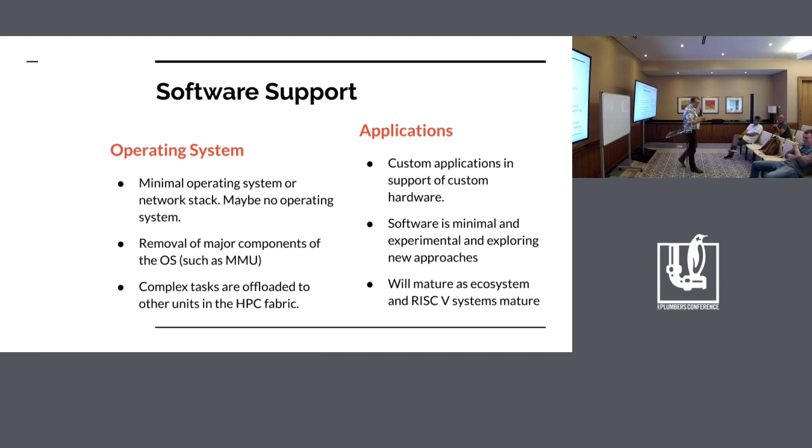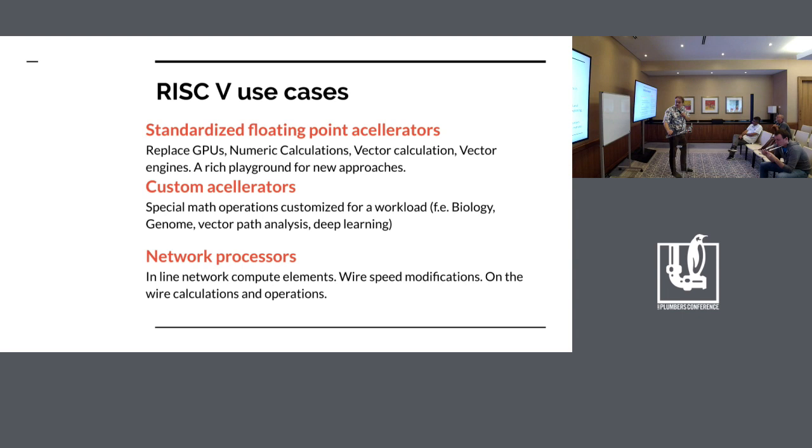Right. This means all the security overhead and everything is gone, and you can just focus on the bare metal performance that you want. So what you do is usually anything complex that is not essential, you offload to the main processor, Intel, and all the fast stuff is running on a RISC-V. Applications, yes. So you basically write custom applications for custom hardware. Software is minimal, and you can explore new approaches. And I think this all is working right now, and it's going to be maturing as time develops. I think in a decade or so, we're certainly going to replace the existing schemes.